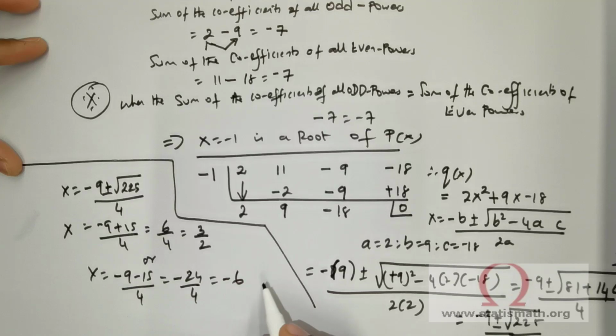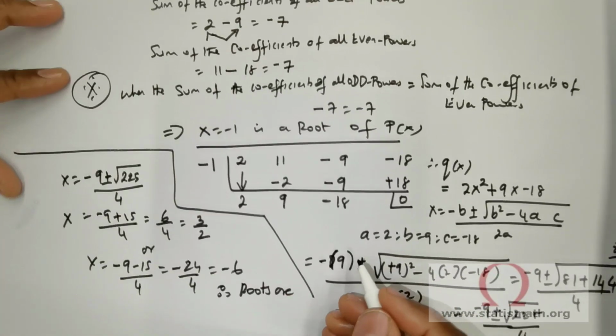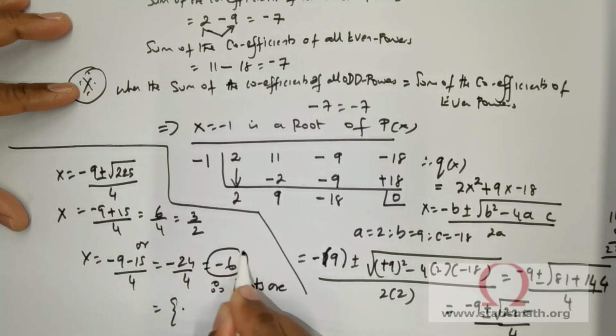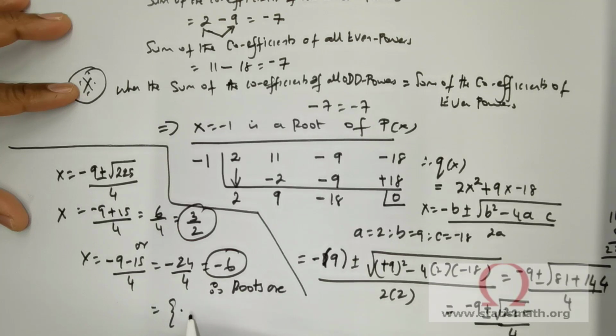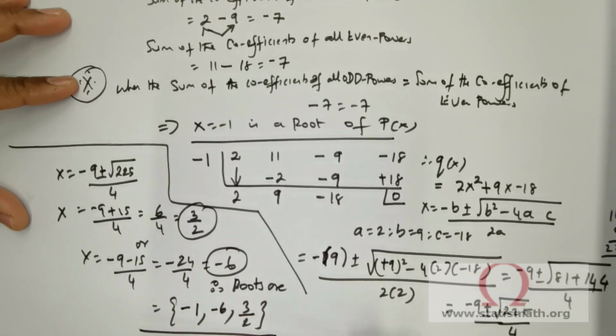Which is −6. Therefore the roots are: we have already got −1 to be a root, we got −6 a root, and we have got 3 over 2 to be a root. I would start off by writing negative values first: −1, −6 and 3 over 2. So this would be the solution set.